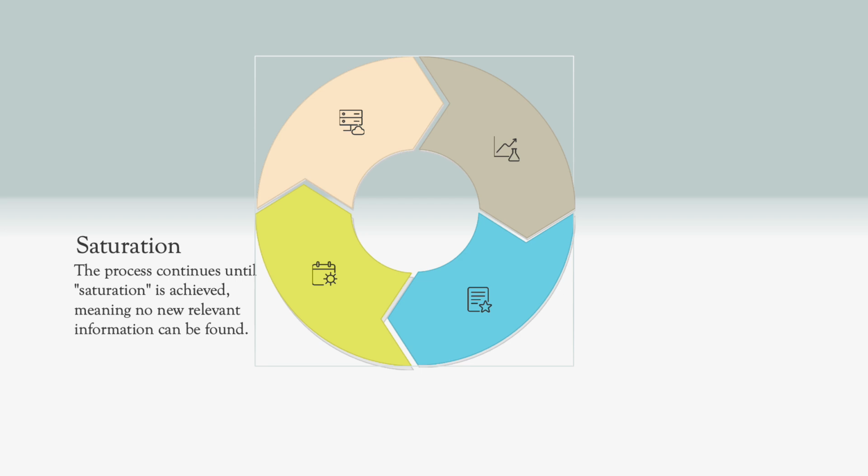Saturation is a crucial concept in qualitative research. The entire iterative process continues until we reach what's called saturation. This is the point where you are no longer finding any new, relevant information from your data. Once you've reached saturation, you can be confident that you've explored the topic thoroughly.